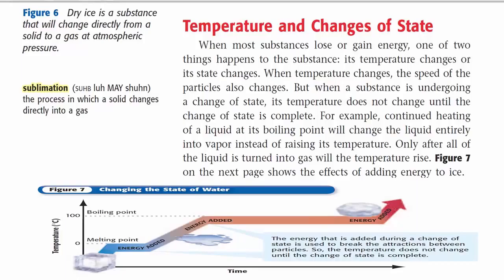But when a substance is undergoing a change of state, its temperature does not change until the change of state is complete. For example, continued heating of a liquid at its boiling point will change the liquid entirely into vapor instead of raising its temperature. Only after all of the liquid is turned into gas will the temperature rise. Figure 7 on the next page shows the effects of adding energy to ice.